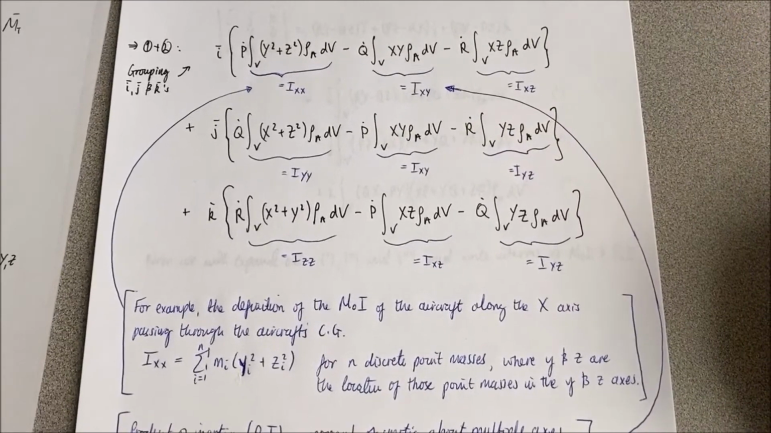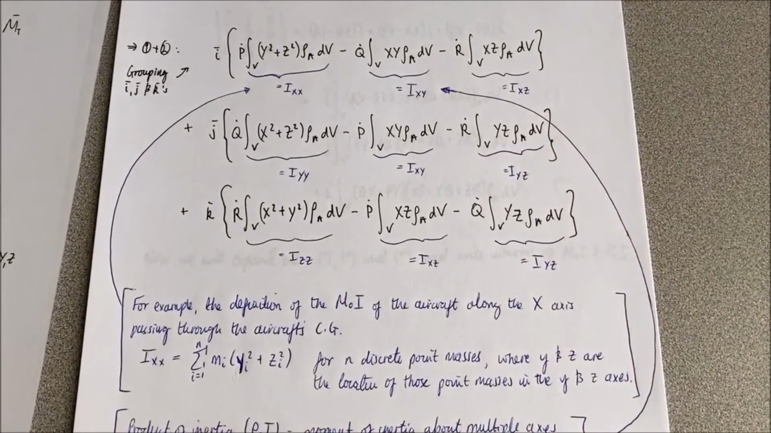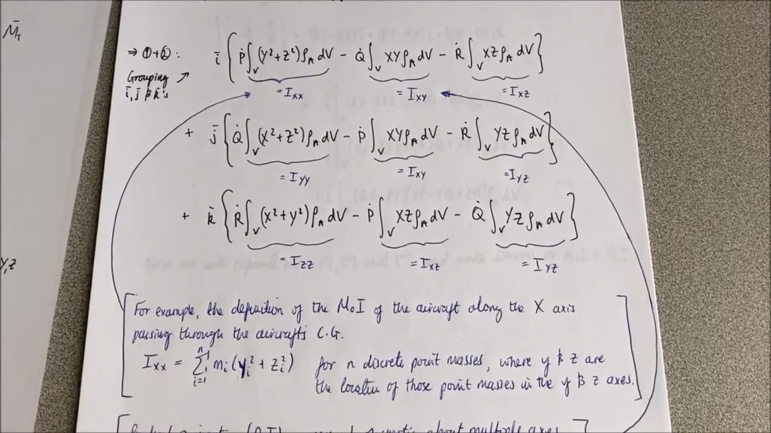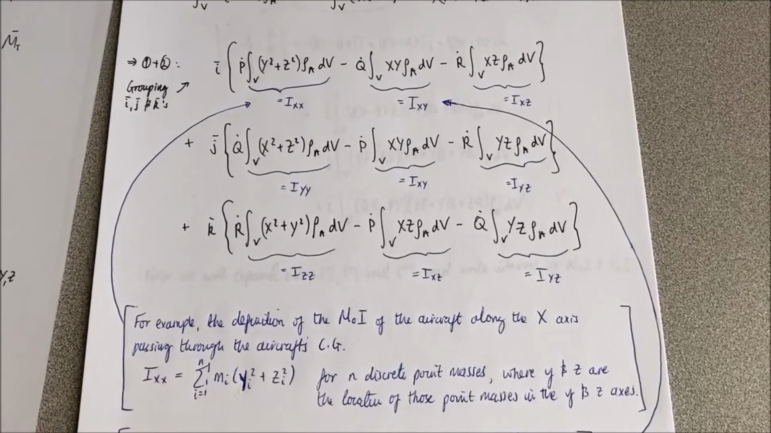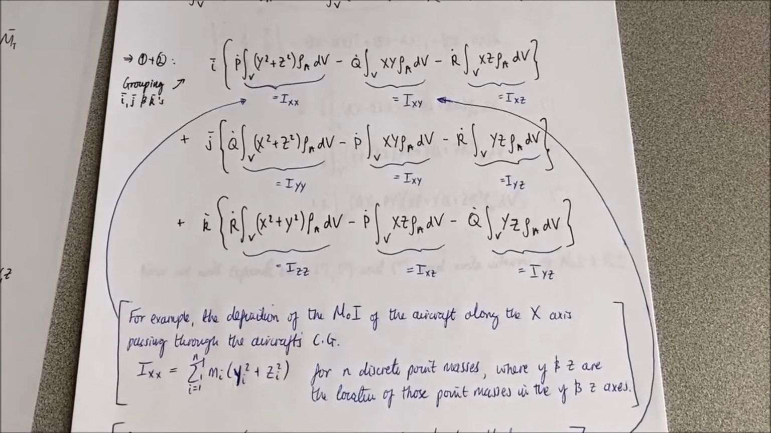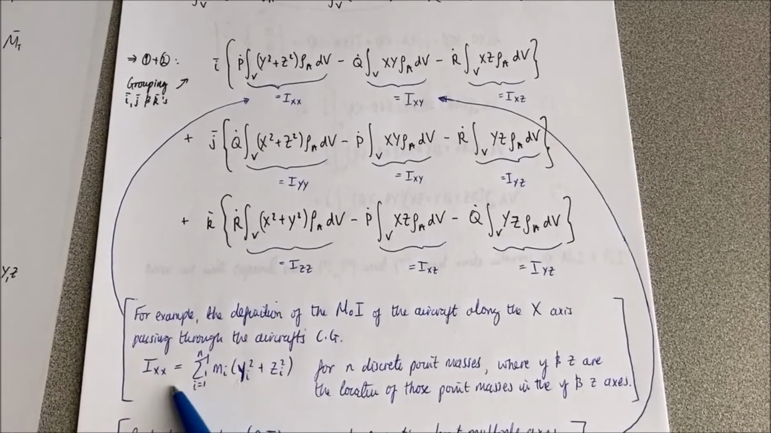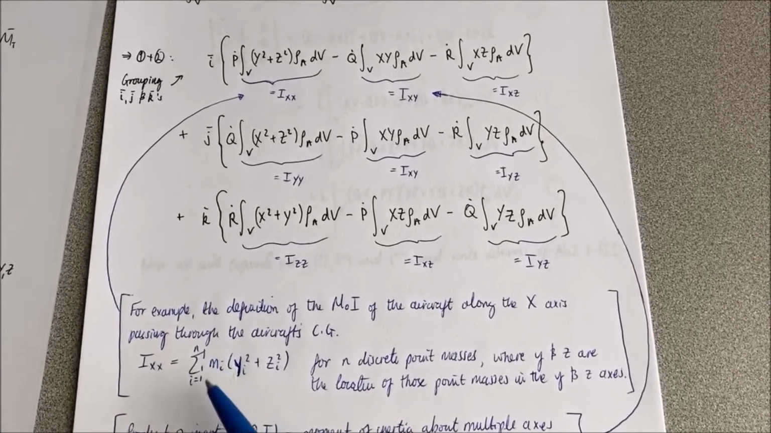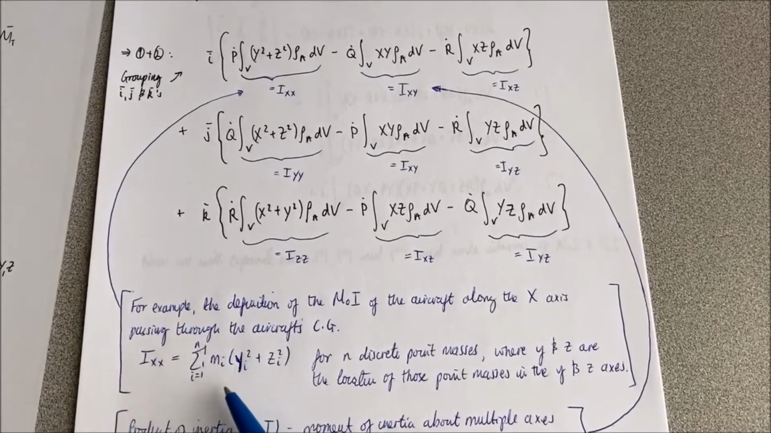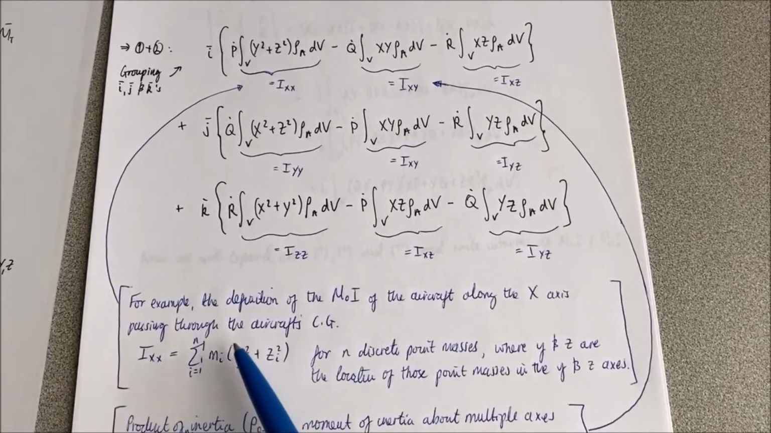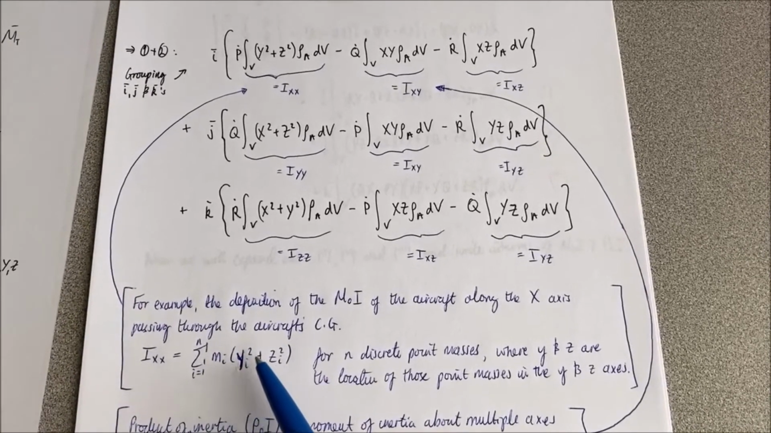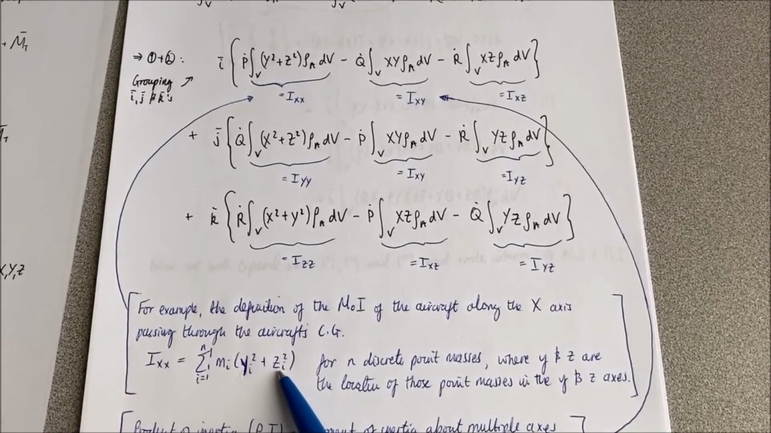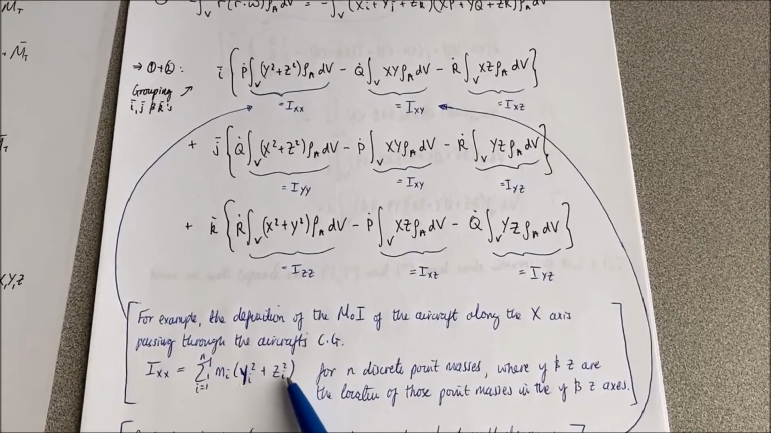So for example, the definition of the moment of inertia of the aircraft along the x-axis passing through the aircraft's centre of gravity, so remember that's the origin of our body axis system, is given by this. So if we have n discrete point masses for our little individual chunks of aircraft, then the moment of inertia is the sum of those distances in the y direction and z directions multiplied by those individual point masses.